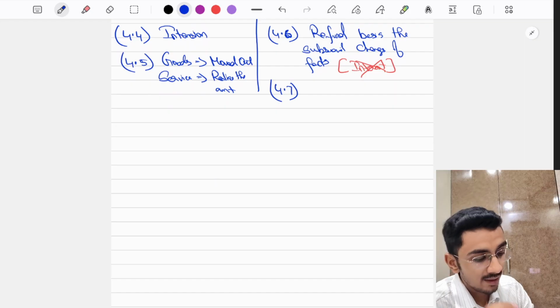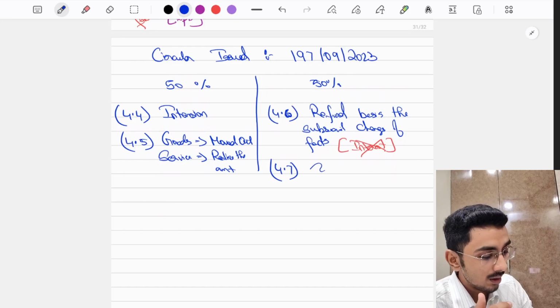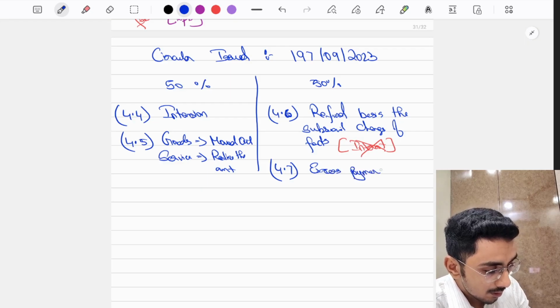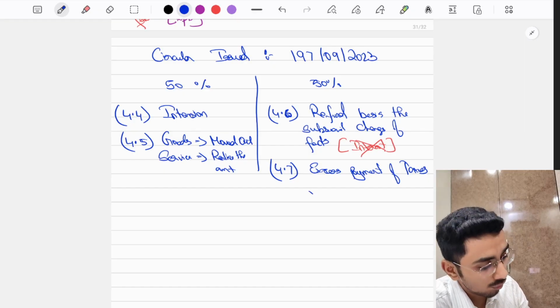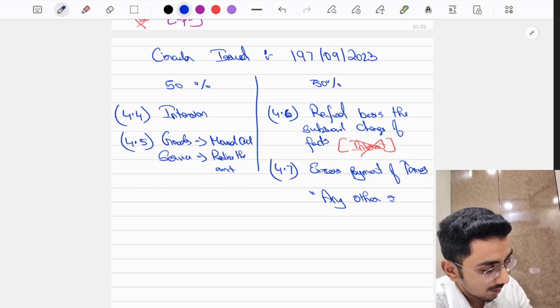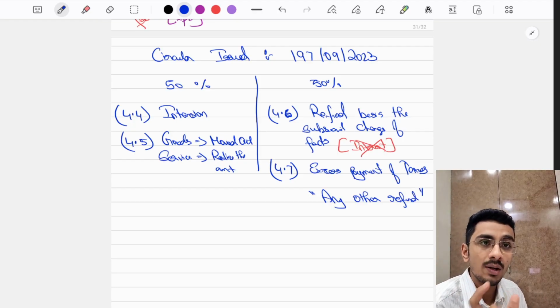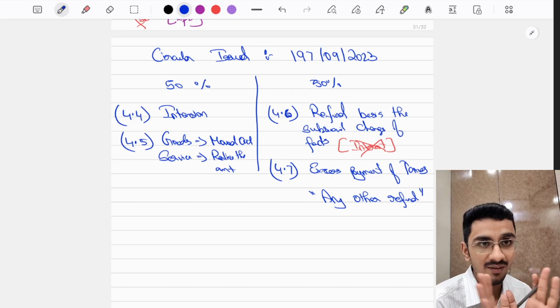So para 4.7 states that you can apply for the refund of what you have paid under the category of excess payment of taxes. If this option is not available, you can also go under the category of any other refund. For any other reason, you can go under this category. Now this is regarding just rule 96A, which we have covered.